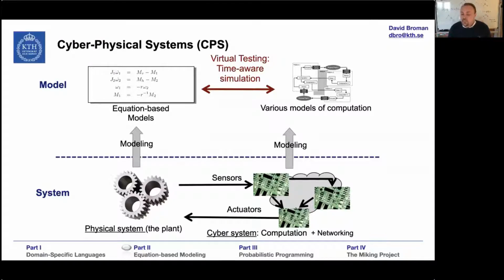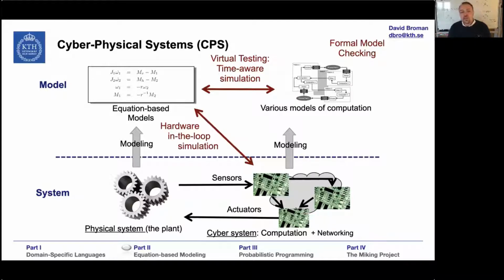This is typically how people do this in industry, say in car manufacturing, when they study the behavior of different components. And of course, you can do different kinds of analysis on models, like model checking, if you do that on the computation part. It's really hard to do this on the combined cyber-physical system, even though there is some research in that direction.